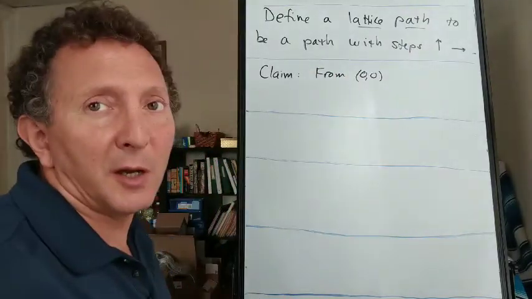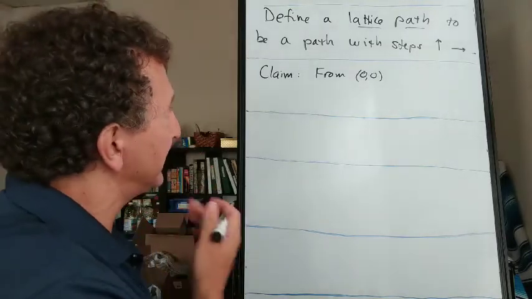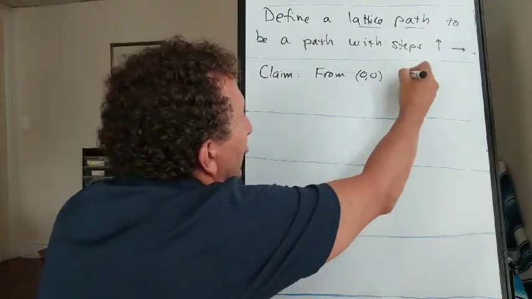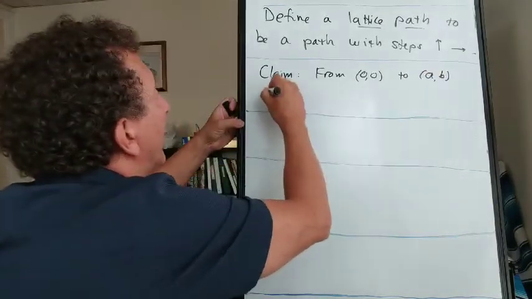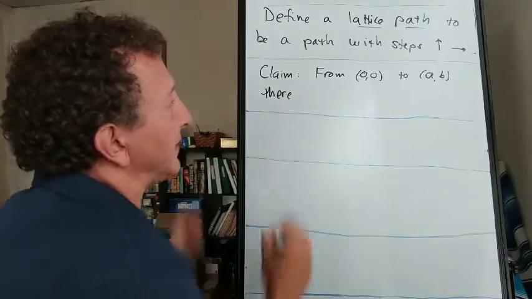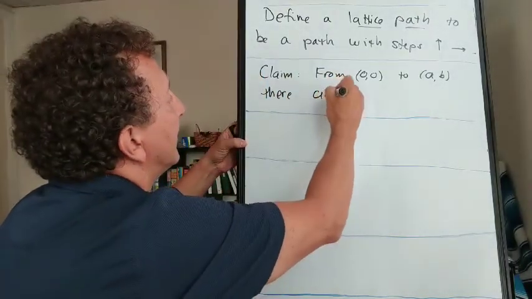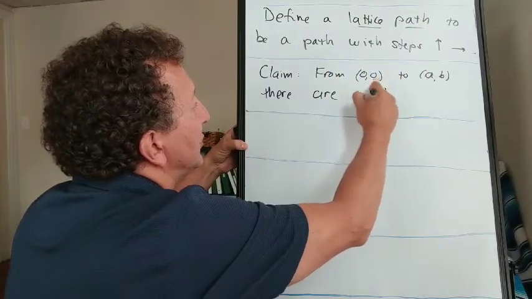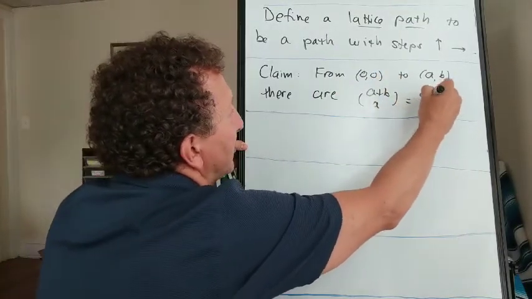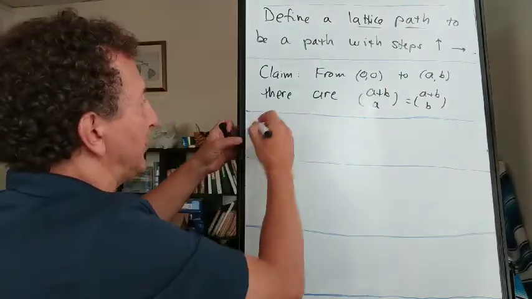So if we start at the origin and pick a point where we're going to end, say from 0, 0 to A, B, then it's easy to count the number of lattice paths there. There are A plus B choose A, which is the same as A plus B choose B, lattice paths.